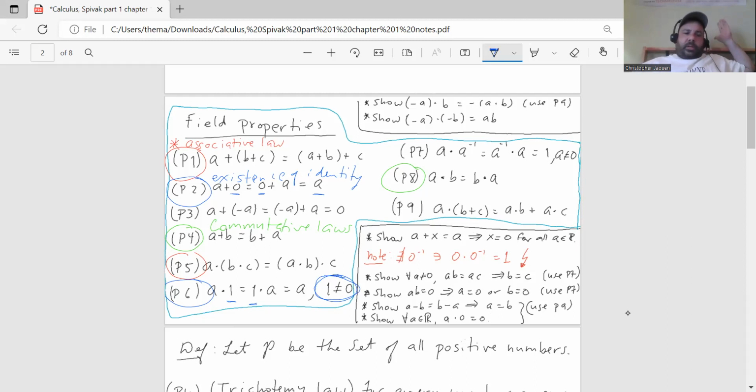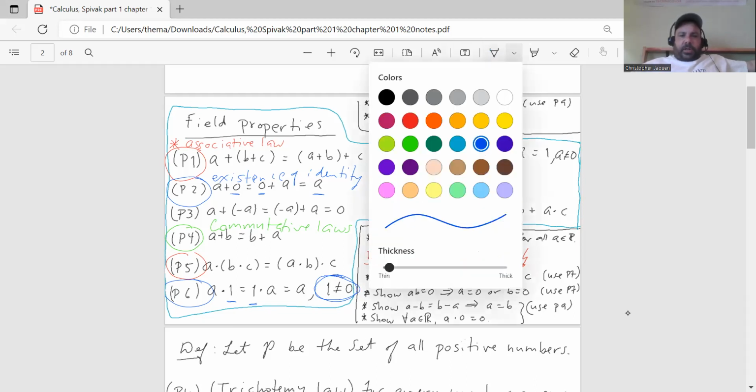Right? And one is the multiplicative identity because when you multiply any number by it, it doesn't change it. So any number times one is still that same number. So those are existence of identities. And then you also have, let's see, what color should I use next? Maybe orange.